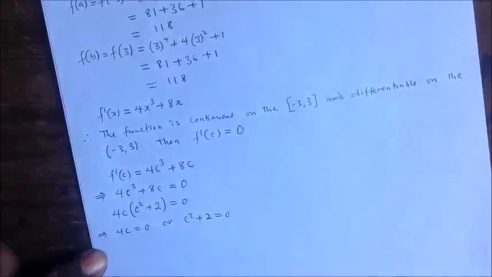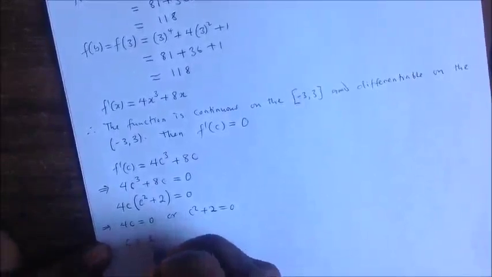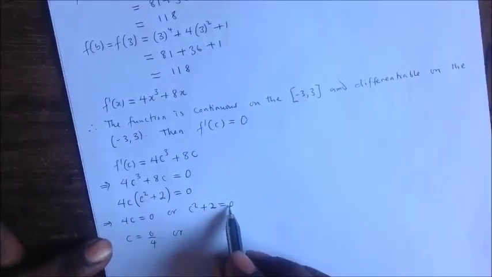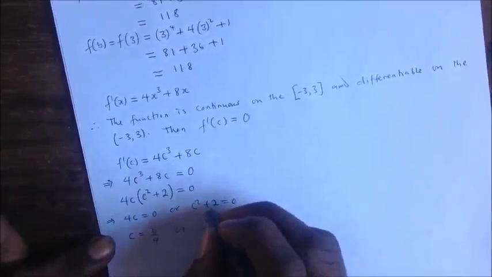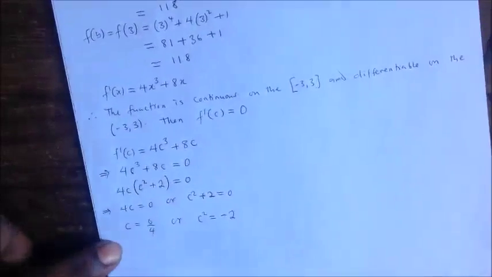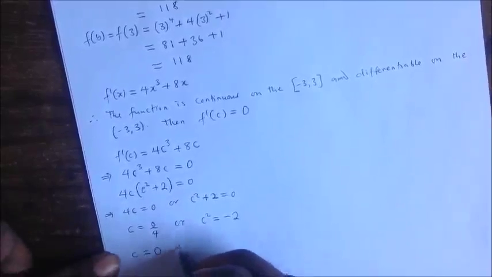Since we are looking for c, we should now divide both sides by 4. c is equal to 0 divided by 4. Or, here we are looking for c. 2 and 0 are not like terms, so we should now collect the like terms. c squared is equal to positive 2 crossing the equal sign becomes negative 2. So our c now is equal to 0 divided by 4, which is 0.